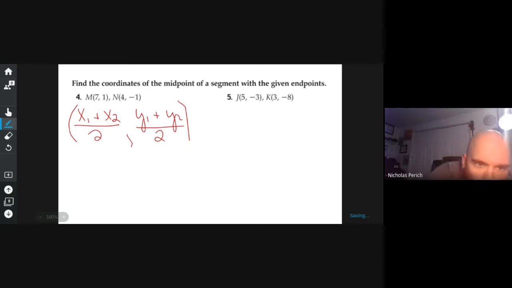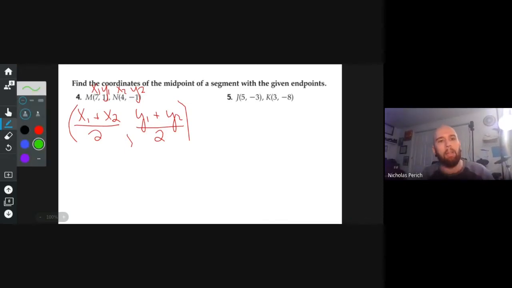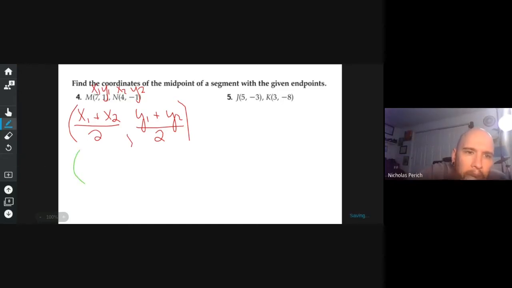I'm a big labeler, so I'm going to label my points. I always do that, and shame on me for not labeling them right away. Boy, is my face red. Now that I've labeled it, I can write down the fact that x sub 1 is 7. X sub 2 is 4. Divide that by 2.